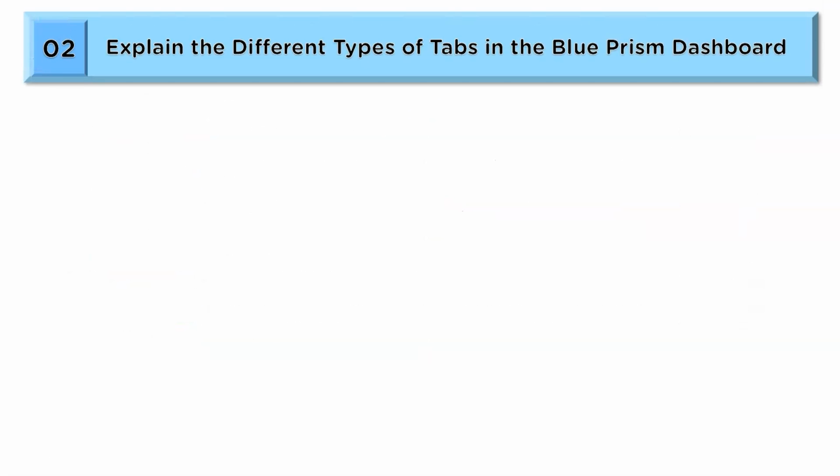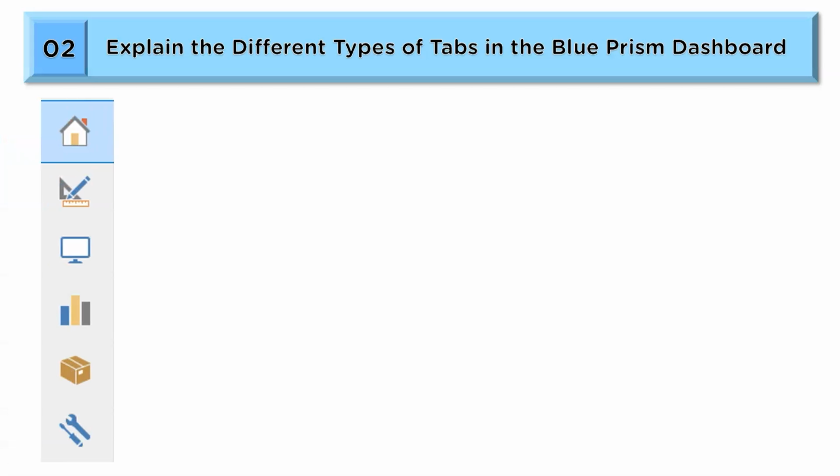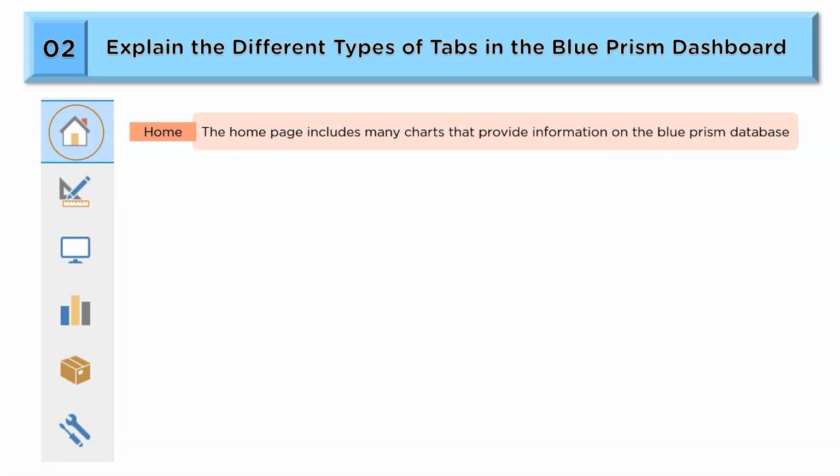Explain the different types of tabs in Blue Prism dashboard. There are 6 types of tabs in Blue Prism. The first tab is Home. The home page includes many charts that provide information on the Blue Prism database.